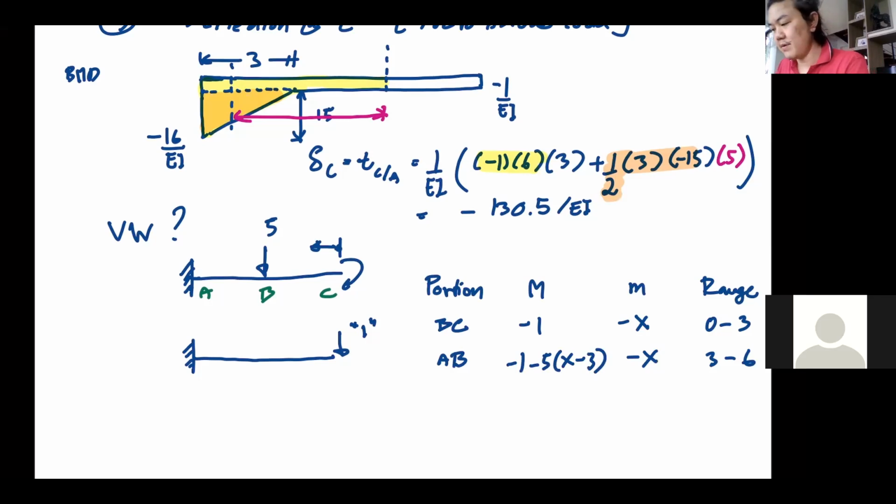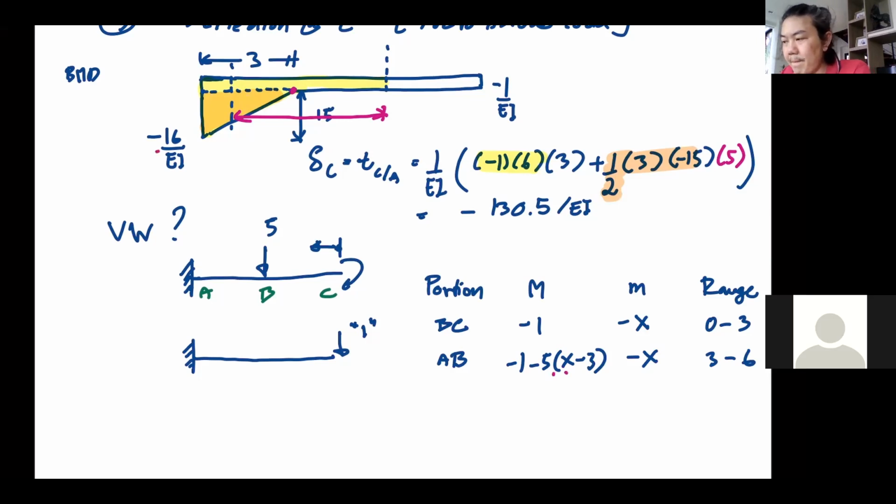When I plug in x equal to 3 here, the second term is 0, so I have -1, which is correct when we look at the value of the moment here, -1. And when I substitute x equal to 6, 6 minus 3 is 3, and 3 multiplied by 5 is -15, then -1, so -16. That's correct. So that would be my equation.